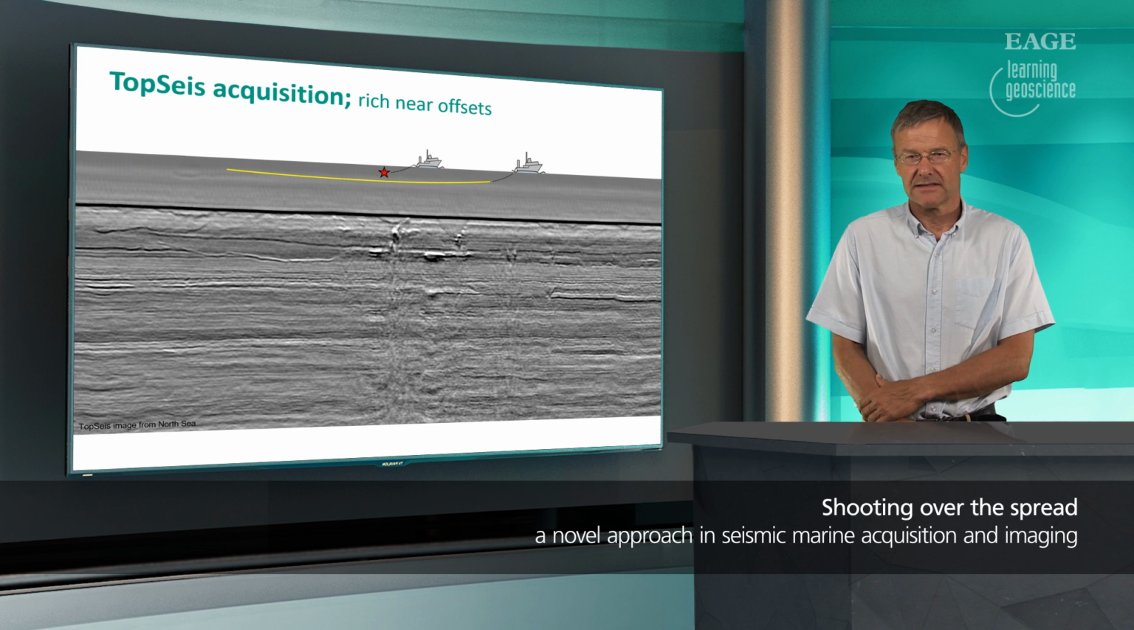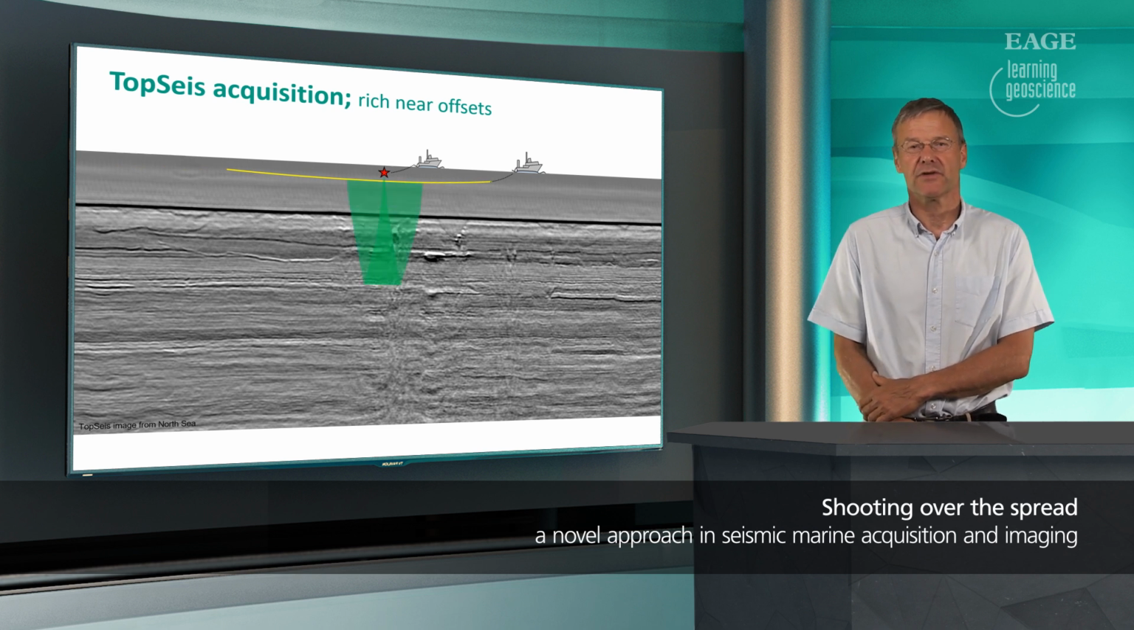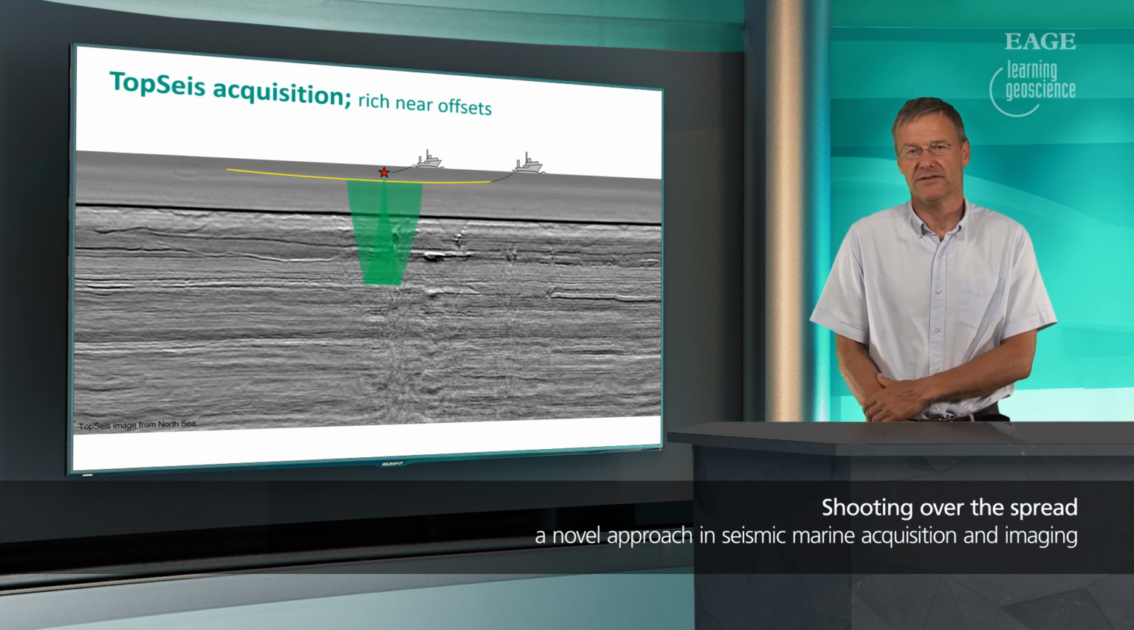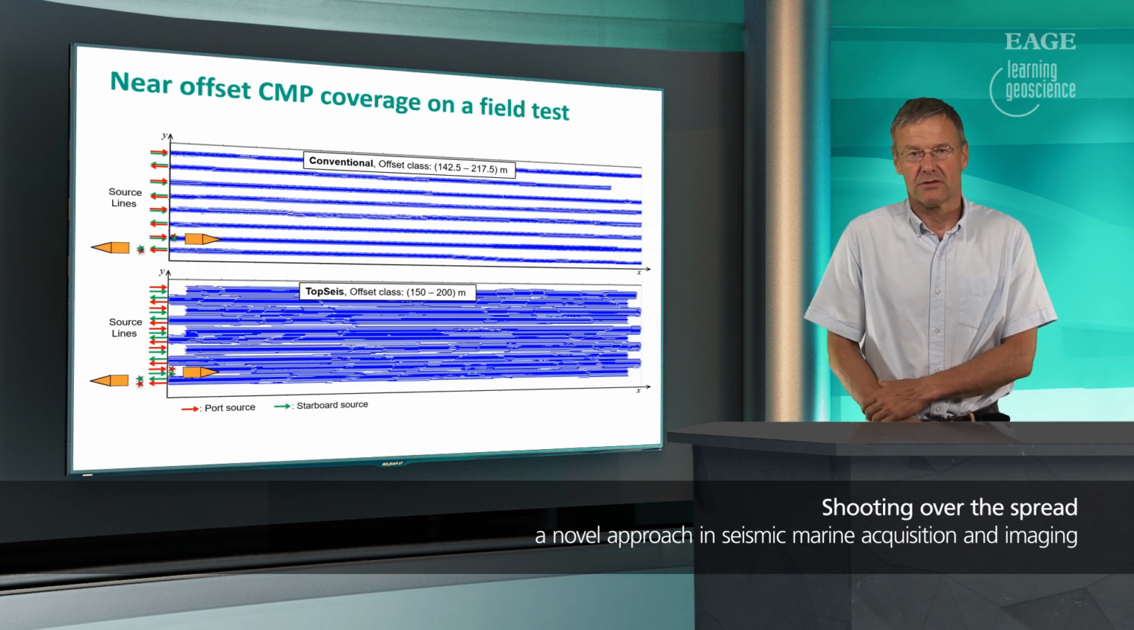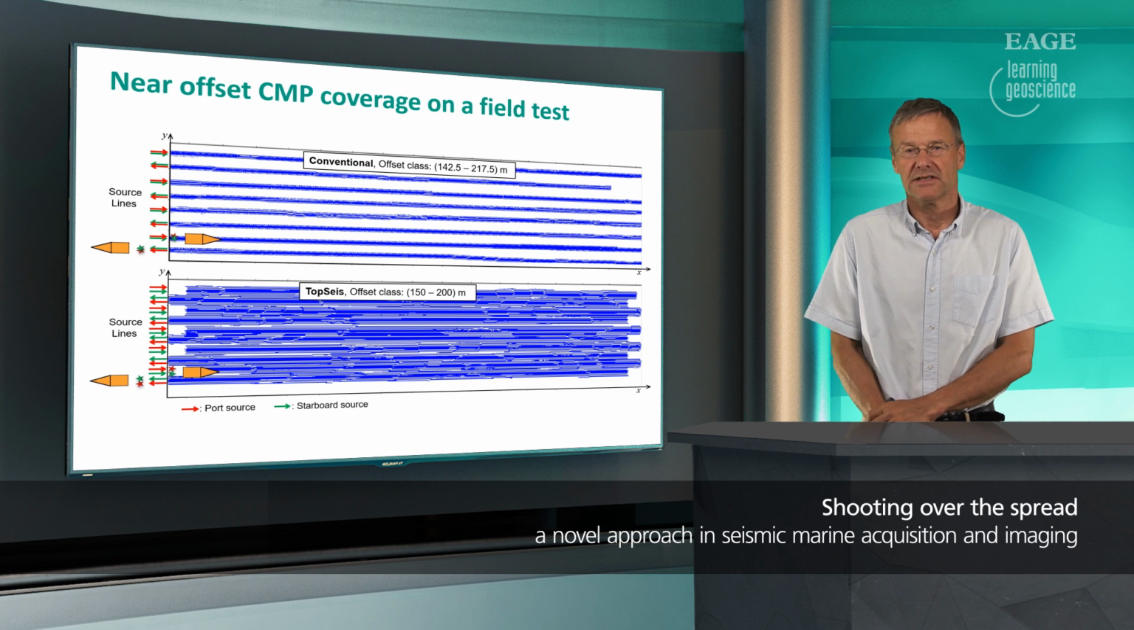So the TopSeis, as opposed to a conventional acquisition, has sources on top of the spread, as shown here. When you shoot the same cone of energy into the subsurface, we record all of it in the streamers. So when we look at a coverage, a near offset coverage, this is around 200 meter offset class.